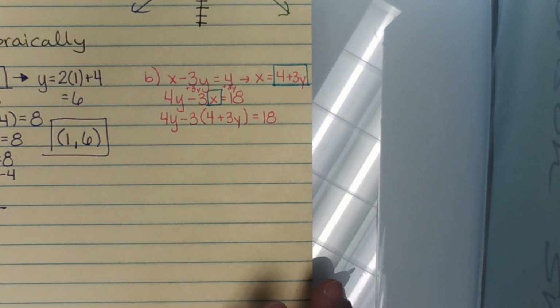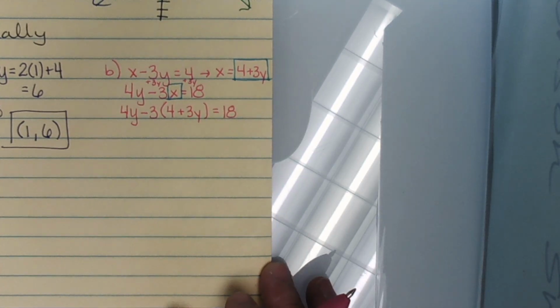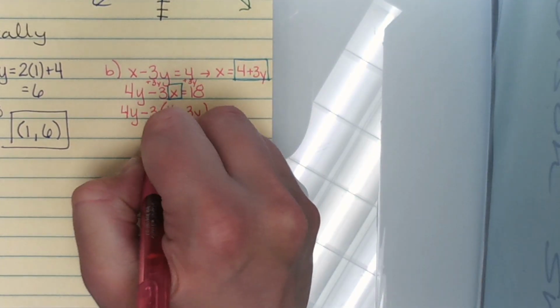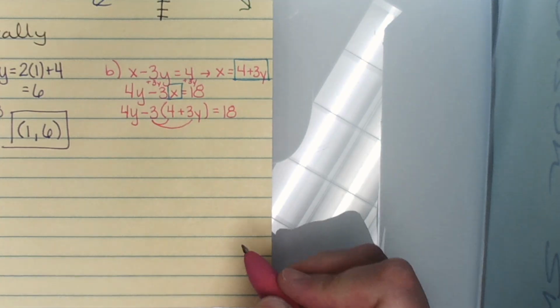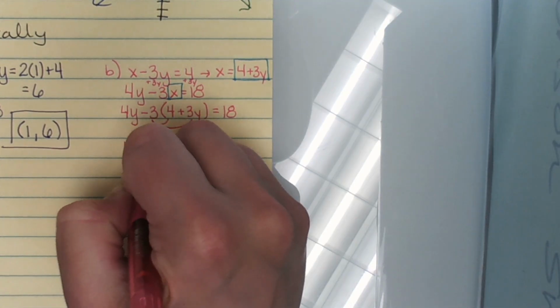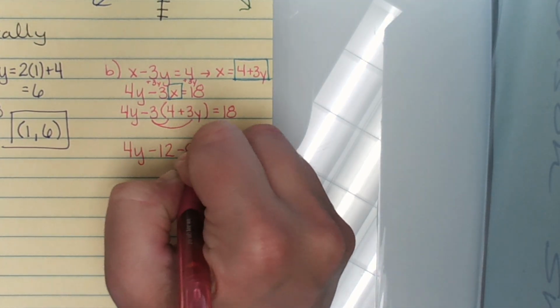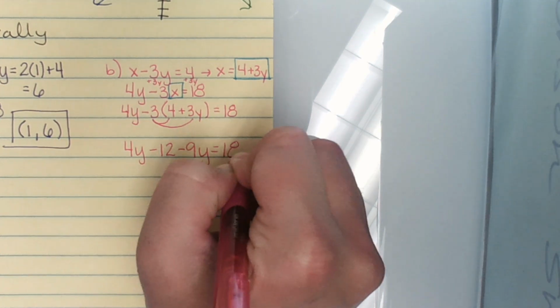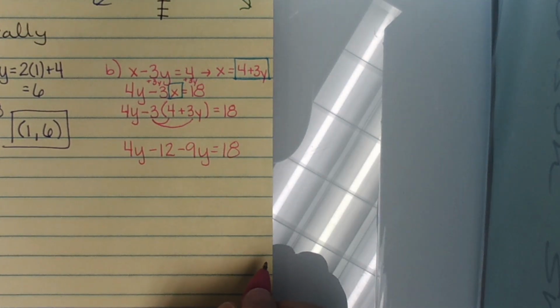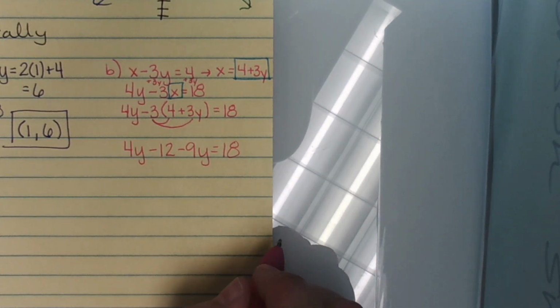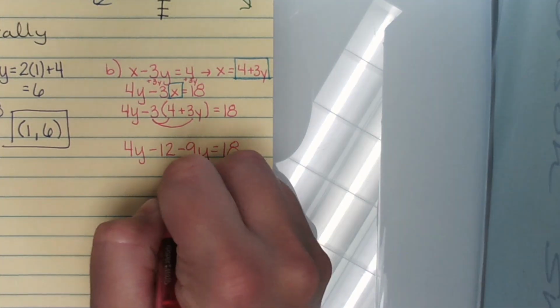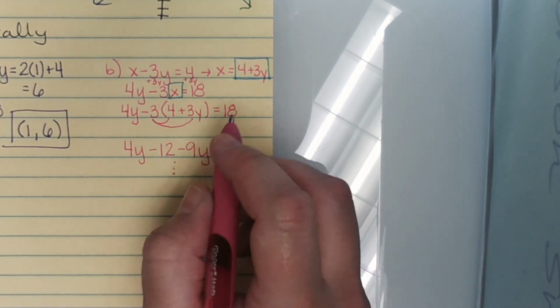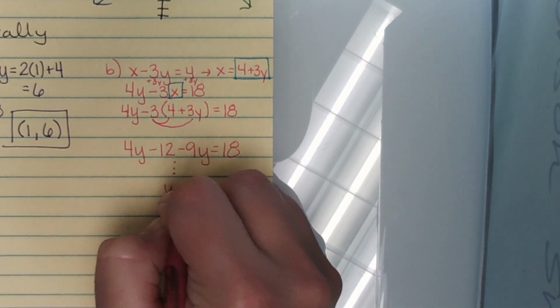Are the parentheses doing anything here? Yes, they're holding on to the multiply. So make sure you distribute. 4y minus 12 minus 9y equals 18. Do y'all know how to solve for y from there? Dot, dot, dot, you would solve for y, and I will tell you y will be equal to negative 6.